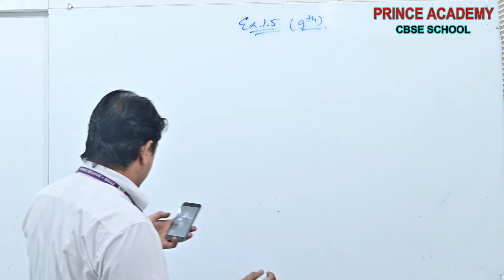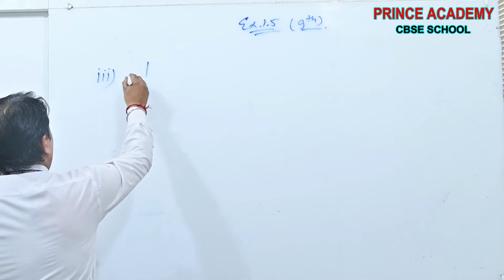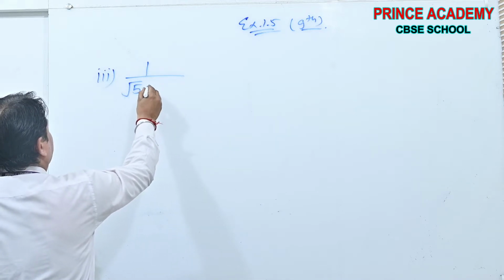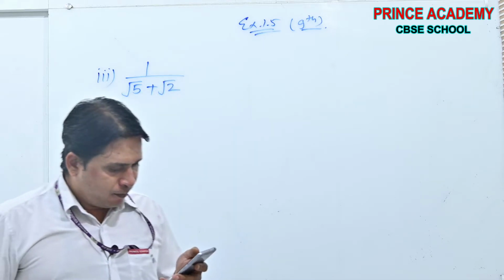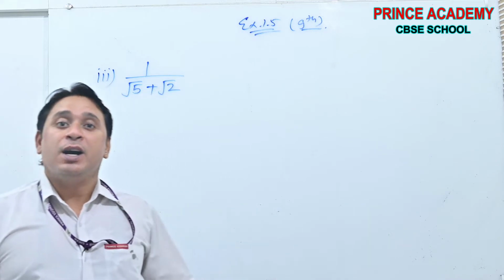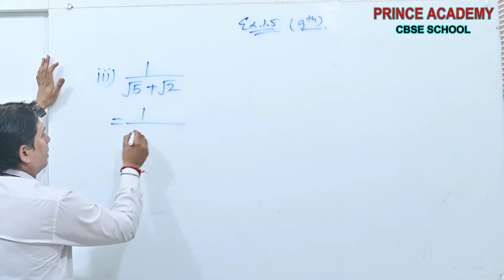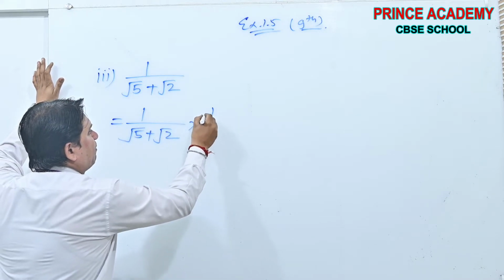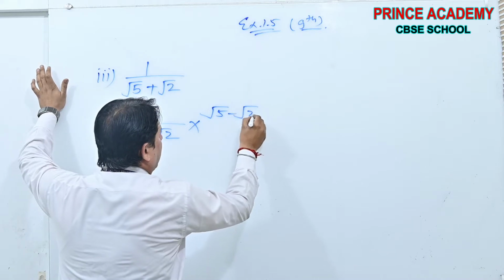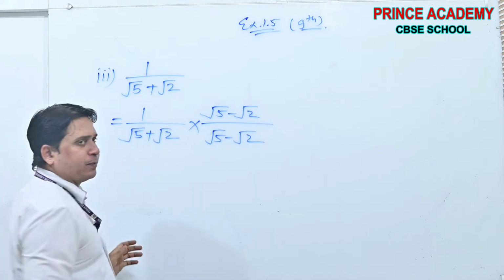See beta, question number 5, part 3: 1 by root 5 plus root 2. What will you do? Rationalizing. Now I am rationalizing like this. See beta, root 5 plus root 2, multiply with root 5 minus root 2 and divide also by the same.